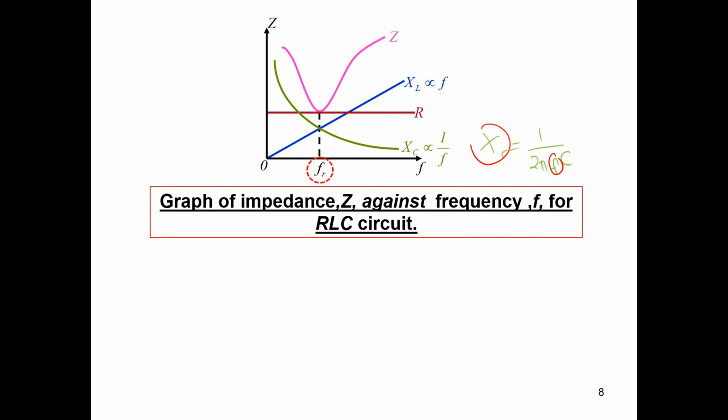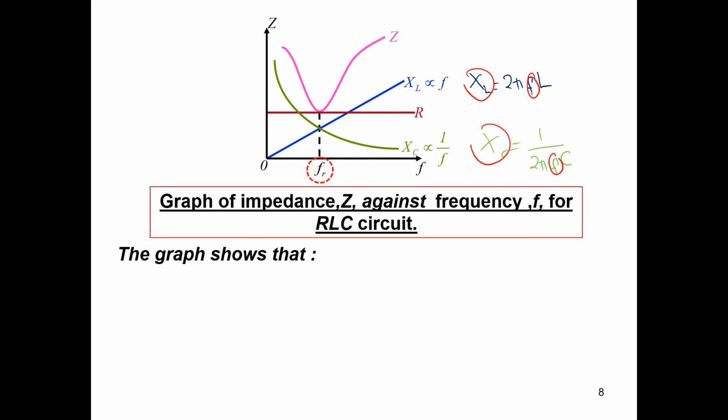The blue one is the graph of XL against frequency. The equation for the inductive reactance is XL equal to 2 pi FL, right? So that's why XL and frequency are directly proportional, so we get a straight line graph. The pink curve represents the graph of impedance against frequency.